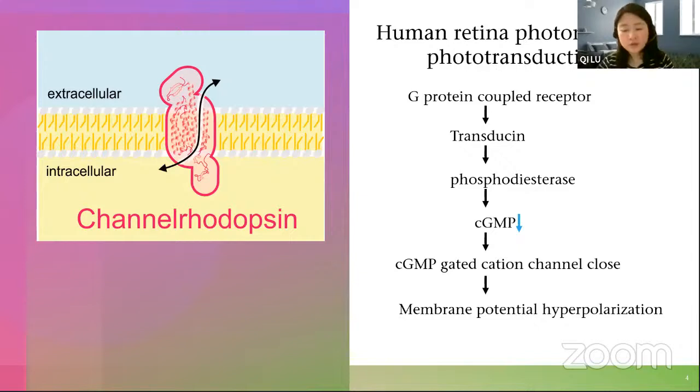After capturing a photon, the conformation will change from all-trans retinal to 13-cis retinal. This will cause a conformation change of the channelrhodopsin, and the channel will open. Cations like protons, sodium, or calcium can flux through this channel.